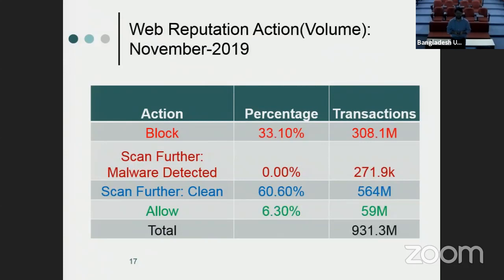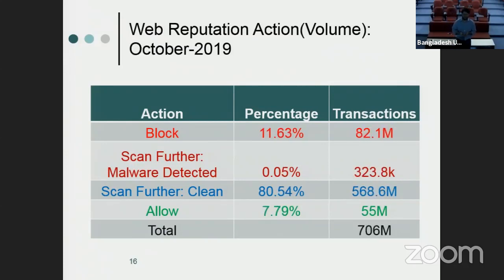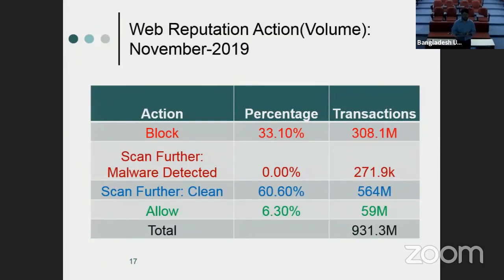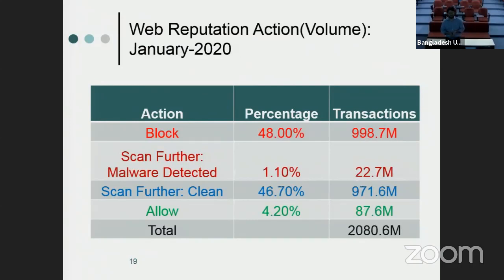When we move on to November, you can see the traffic is increasing over time. In October we had 760 million transactions. In November we had 931 million, and 33% of the data was blocked. Then in December we see 32% of data was blocked, and the total number of transactions increased almost 50% to 1437 million. A similar trend: as the blocking percentage increases, the scan-clean share decreases. Initially it was 80%, then 60%, then again 61%. Then in January the blocking percentage went up to 48%, and the total went over 2,000 million transactions.